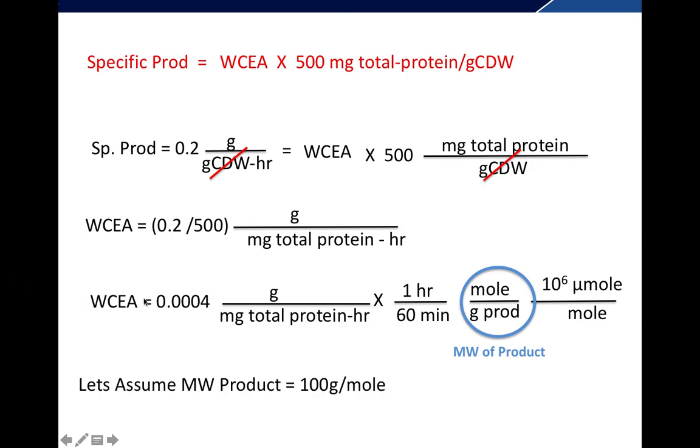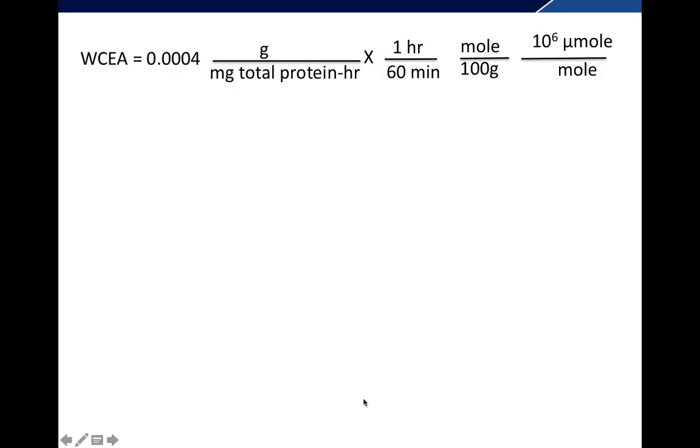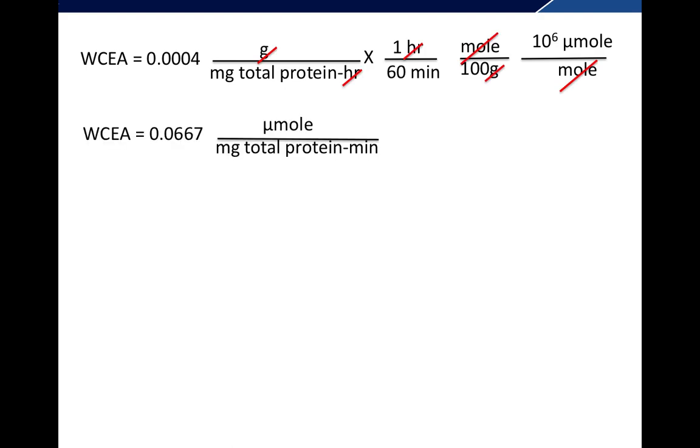We weren't given it in the problem, and it would be dependent on the product you're trying to make, but we can assume that the molecular weight, to make the math easy, is 100 grams per mole. So if we plug these numbers in and cancel out the units, we end up with a whole cell enzyme activity of 0.0667 micromoles per milligram of total protein per minute. So this is a traditional biochemistry unit of units. 1 unit equals 1 micromole per minute per milligram.